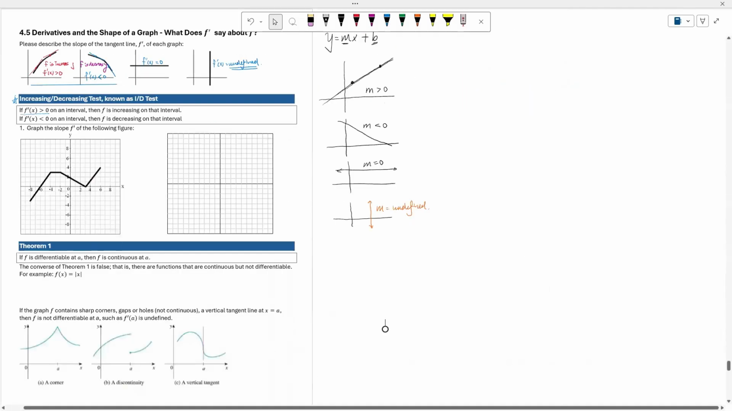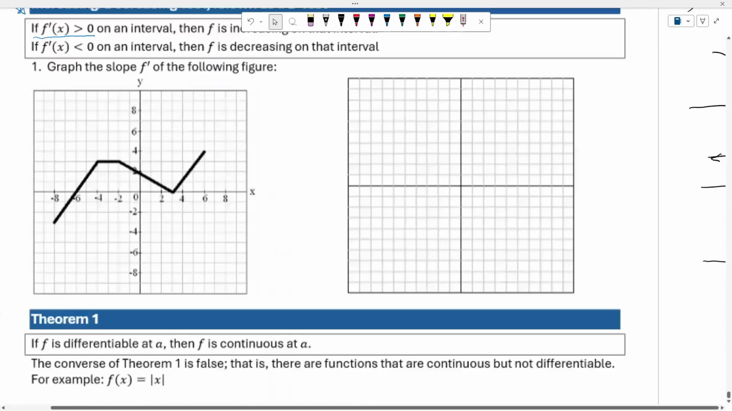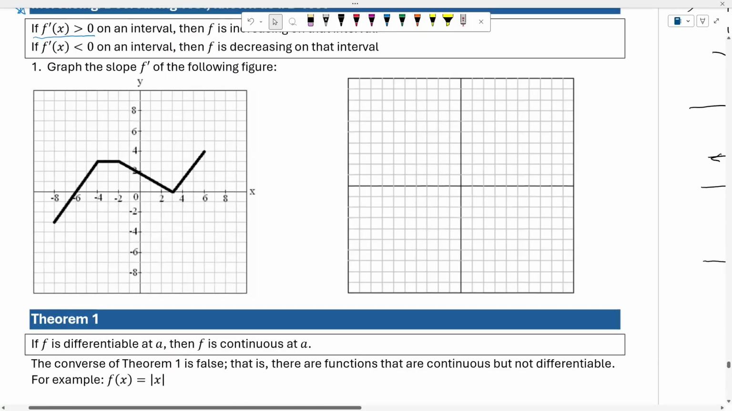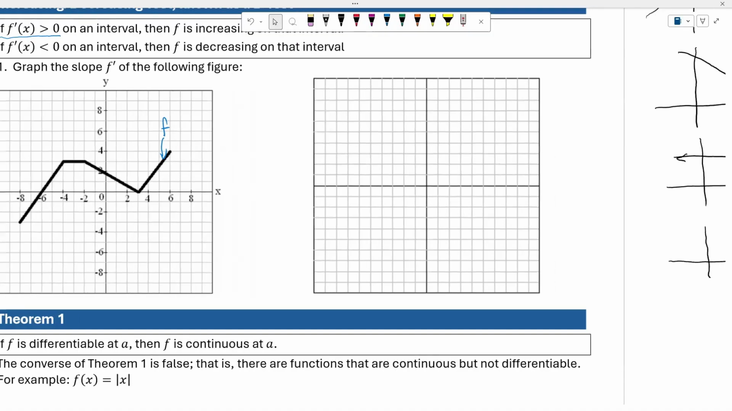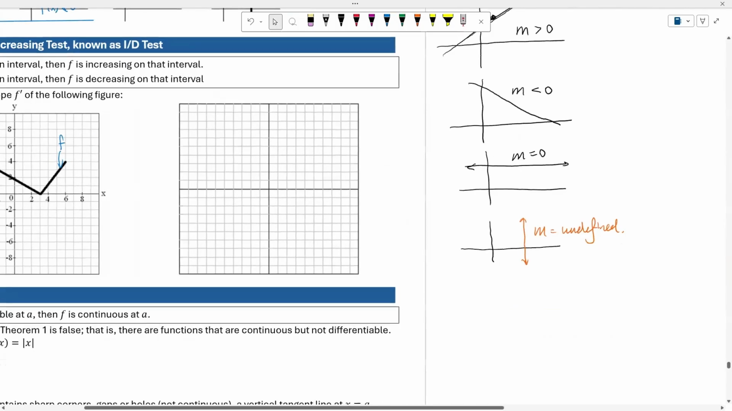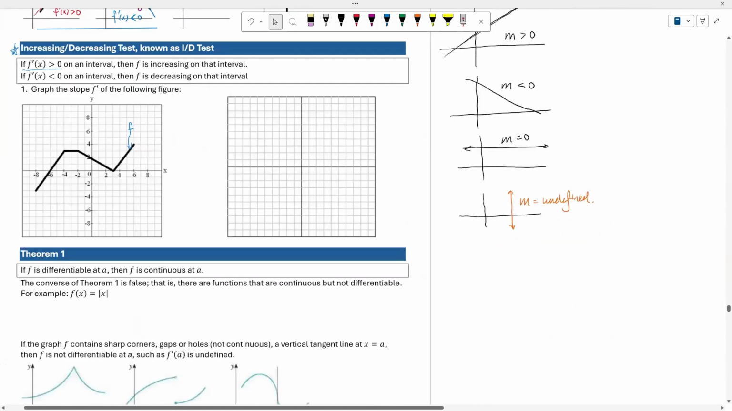Now let's see how we actually graph f prime. Consider that this is the f function here. Remember, f prime means the slope of the tangent line at the point, or the slope of the tangent line of the function f. Let's go back to a little review about how we find the slope.